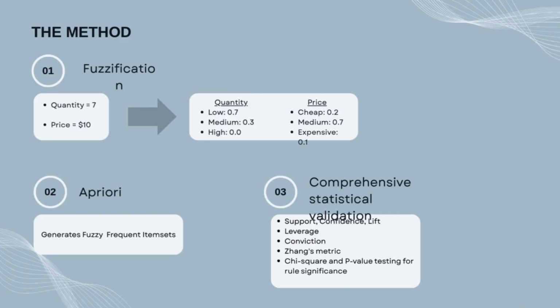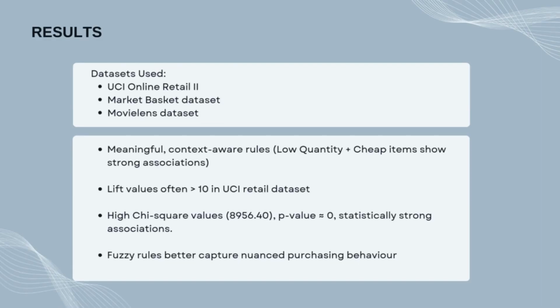Secondly, the fuzzy transactions are then processed using the Apriori algorithm to generate fuzzy frequent item sets. Finally, the rules are then evaluated using a comprehensive set of statistical validation metrics. So they tested this using three different datasets, and the results show that fuzzy ARM generates much more context-aware and meaningful rules. For example, patterns like low quantity and cheap items often show very strong associations. Many rules achieve lift values greater than 10, and some rules showed extremely high chi-square values with p-values close to 0, which indicates statistically strong relationships.